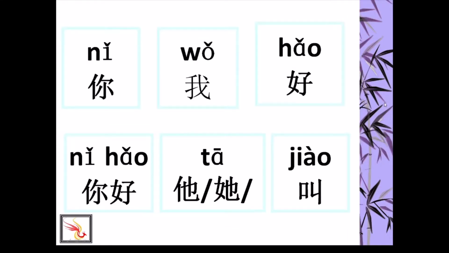Okay, those are the words so far. 你 is you. 我 is I or me. 好 is good. 你好 is hello. 他 he or him. 她 she or her. 叫 is to call.